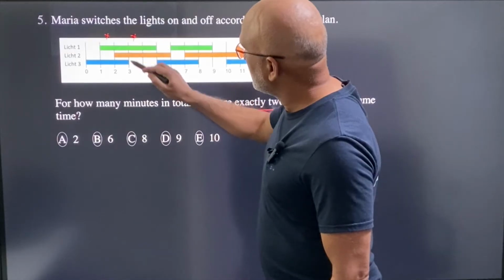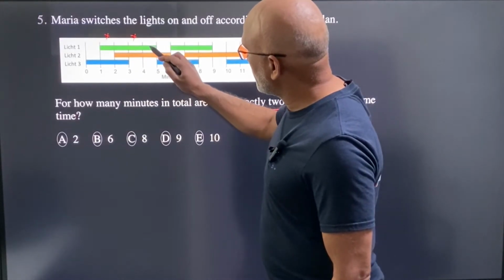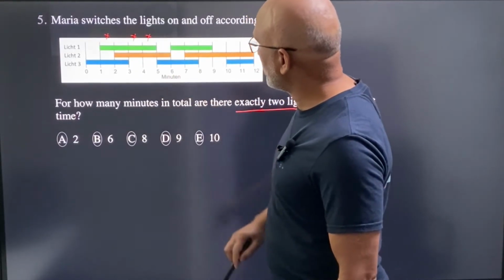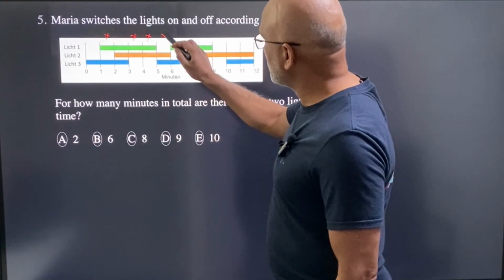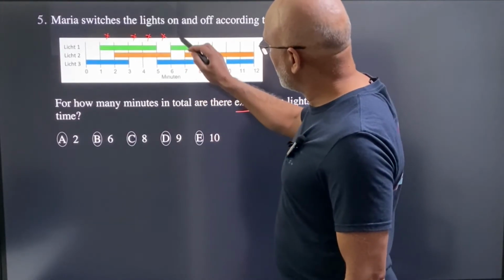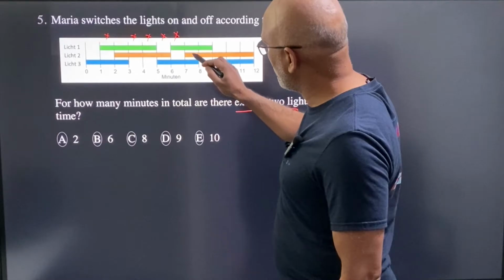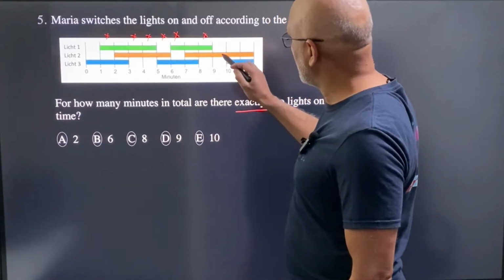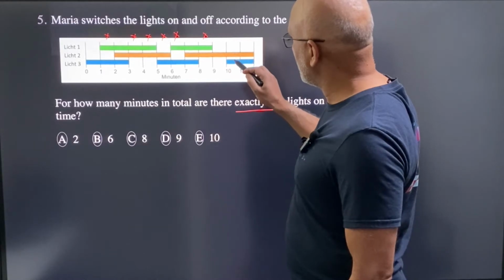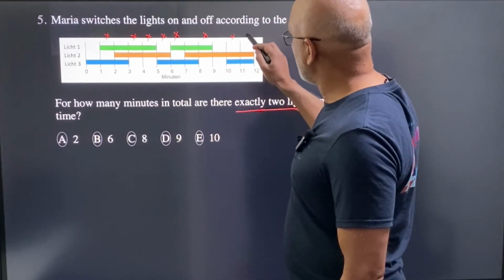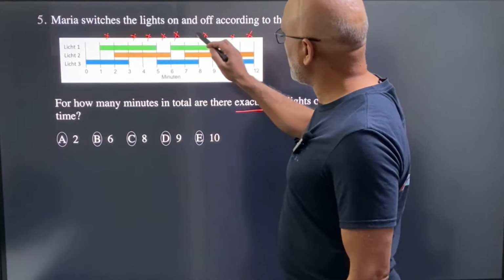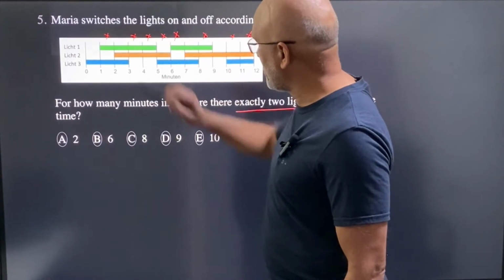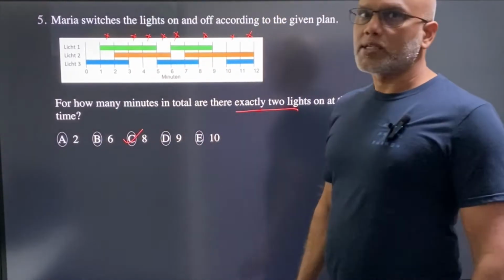Here it's going to work. Here also this interval is going to work. Here this interval is also going to work. This 2, here 1, 2, 3 is not going to work. 1 and 2, this interval is going to work. Here there is only 1, here 1 and 2, 1 and 2. So total of 1, 2, 3, 4, 5, 6, 7 and 8. C is the correct choice.